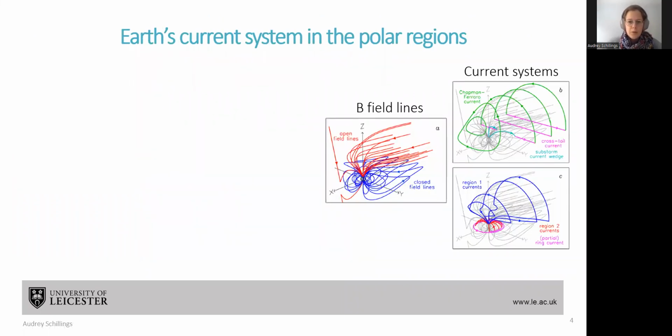Then I would like to briefly introduce this very nice schematic from Steve Milan, from his paper in 2017, showing the Earth's current system in the polar region. On these two pictures, you have the current system. The magnetopause current is the Chapman-Ferraro current. I would like to draw your attention here to the substorm current wedge, these two little blue currents. Then there are the field-aligned currents, called Region 1 and Region 2. On this schematic, we have the magnetic field lines. The Earth's magnetic field, or the magnetosphere, is closed, shown by the blue lines. We also have some open field lines, which are in red in this picture.